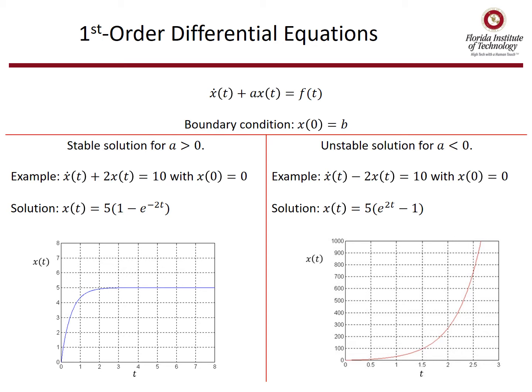The example on the left shows x dot plus 2, where 2 is a positive number, times x equals 10, with the initial condition of x at time 0 equals 0. We see the plot, x of t versus t. And it's stable. It's not growing without bound. It eventually settles out at some value, in this case 5. On the right hand side, if we make a a negative number, in this example negative 2, we see that the function, the y value, grows without bound. So it's an unstable response.